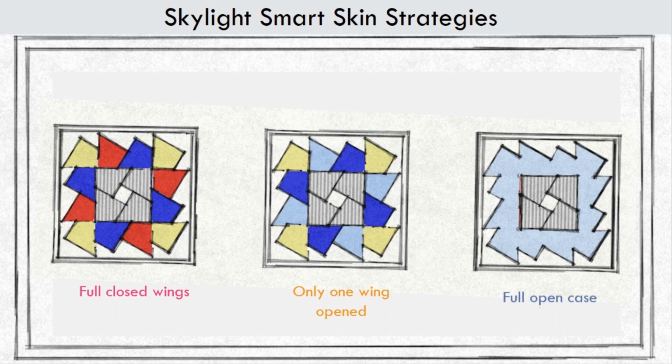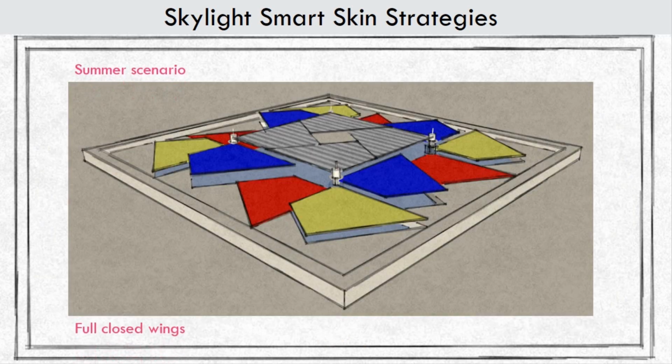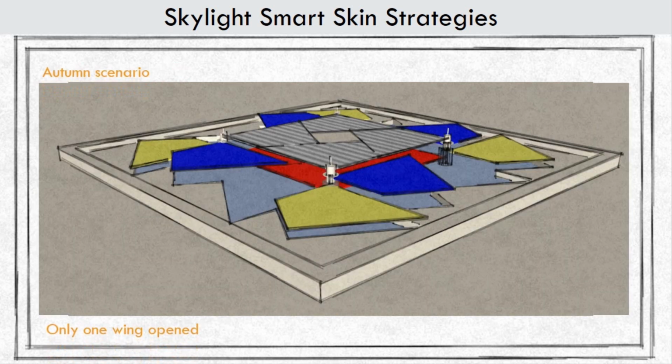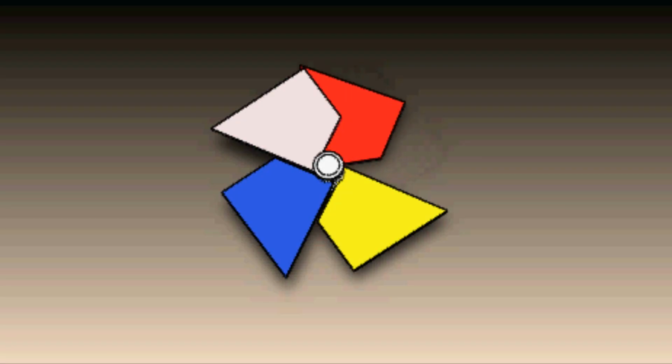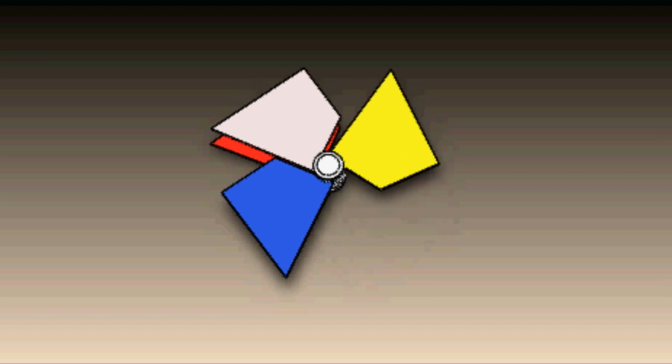In summer, the skylight will fully close during daytime to reduce solar gain. In autumn, one wing will close depending on thermal conditions, and in winter it will be fully open to increase solar gain. We will use a rotation mechanism along a central shaft in different degrees to achieve the motion needed.